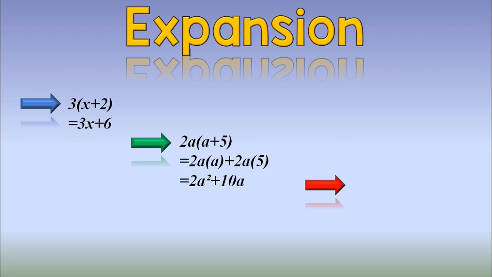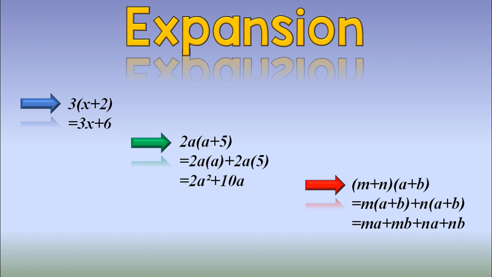And then the third type of expansion, where we have two algebraic expressions being multiplied to each other. As you can see on the screen in this example, we have two different algebraic expressions. First one is m plus n and the second one is a plus b, which are being multiplied to each other. In order to solve such questions, you just need to open the first expression and multiply its terms one by one with the terms of the second expression.